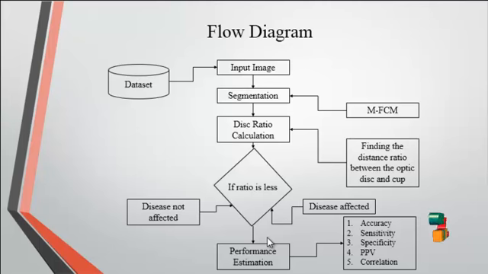In this performance estimation, five types of performance are estimated. First is the accuracy, the second is the sensitivity, the third is the specificity, the fourth is the PPV, that is the positive predictive value, and the fifth is the correlation. By using these five parameters, we can justify whether our process is efficient or not. Hence, the segmentation is more reliable to improve the performance of the process.